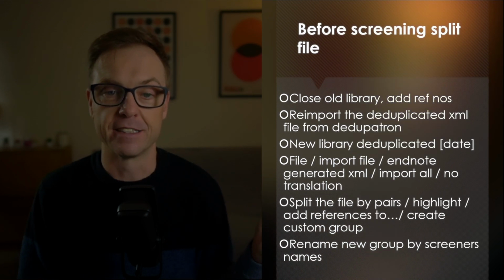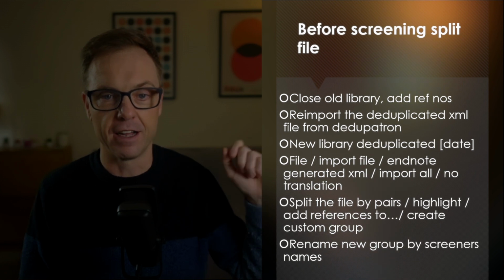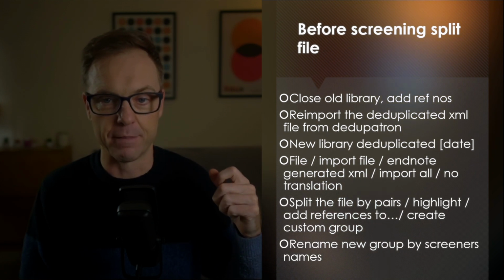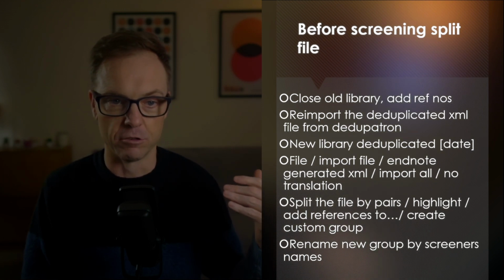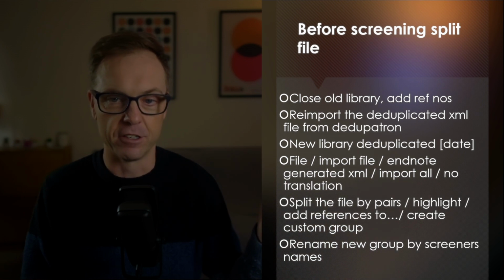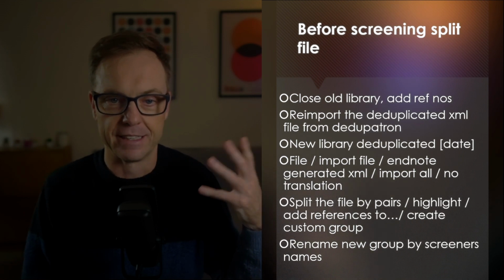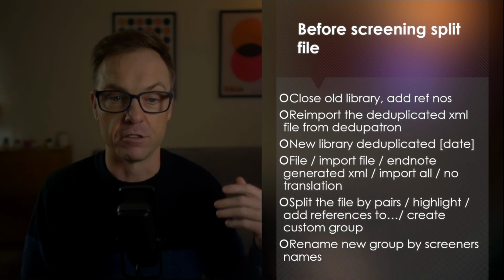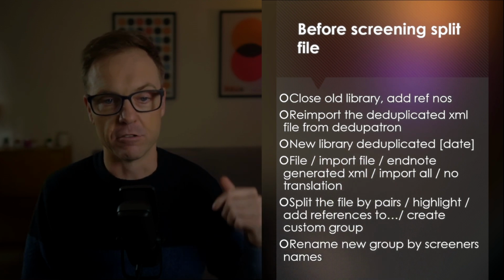Re-import the deduplicated file from Dedupatron. You'll have to do that by clicking File, Import File, and then choose Endnote Generated XML, and you'll have the option to import all. That's what you want with no translation, and then you'll save it. And you might want to name your library Deduplicated and then put the date behind it. The next thing you want to do, so it's easy for you to split it, is to put the record numbers down the side.